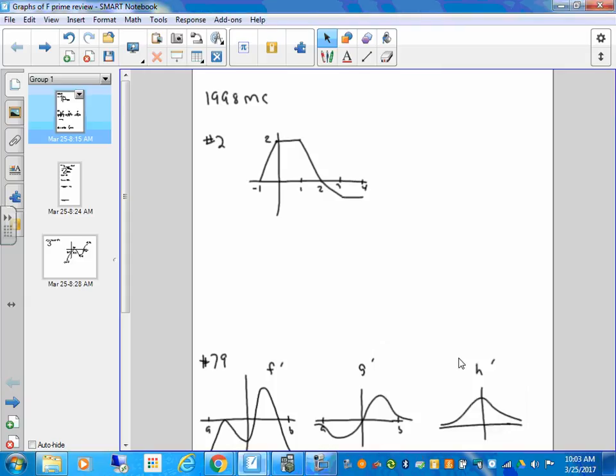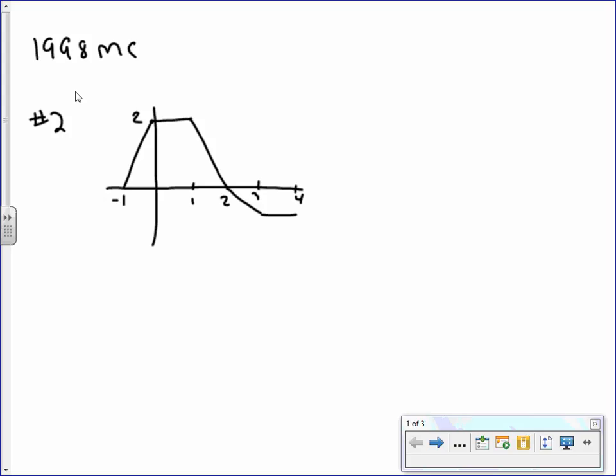Okay, so the first topic that we're going to hit is graphs of F prime, which is the same thing we're on in class right now. Usually I just jump straight into the free response questions, but I'm going to warm up a little bit on the 1998 multiple choice number 2. So everybody find the 1998 packet, multiple choice number 2.